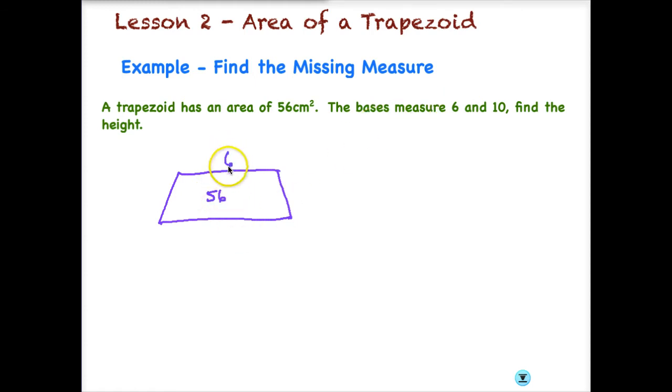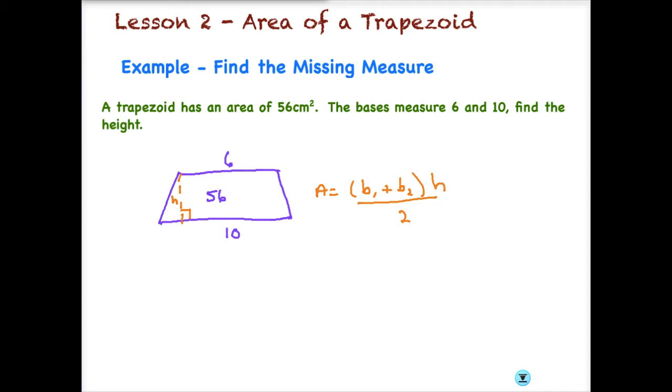The bases measure 6 and 10, and what I need to find in this trapezoid is my height. So this distance here, that is the unknown. Let's go ahead and set up our equation. So we know that our area is going to be one of the bases plus the other base times height, all divided by 2.